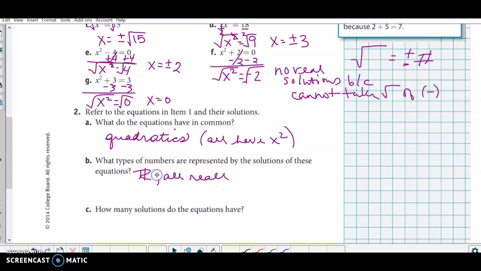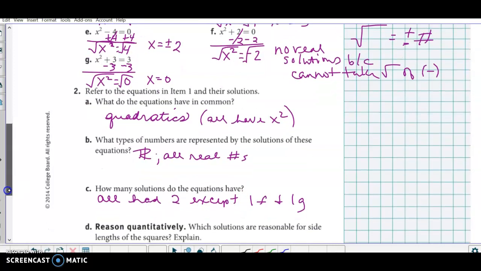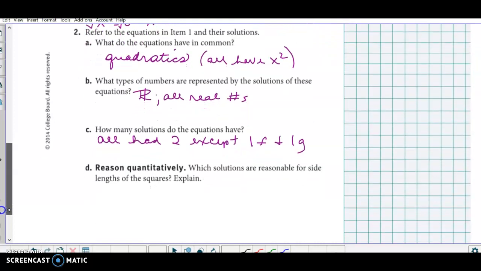If you remember, it's the funny little r with the 2 lines. All real numbers, meaning positive, negative, integers, rationals, and 0. How many solutions do the equations have? All of them had 2, except 1F and 1G. F had no solutions, G only had 1.